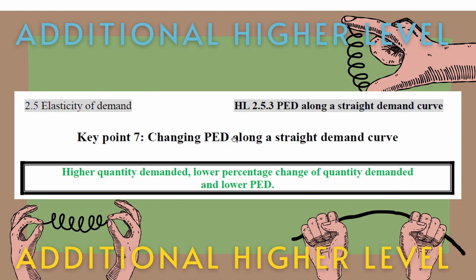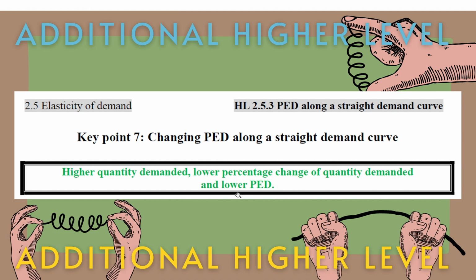And then the change of PED along a straight demand curve. It's AHL, higher level, more mathematical. Higher quantity demanded, very easy. If the Q is large, the percentage change of Q will be low, right? Percentage is over Q. Well, then the PED will be lower.